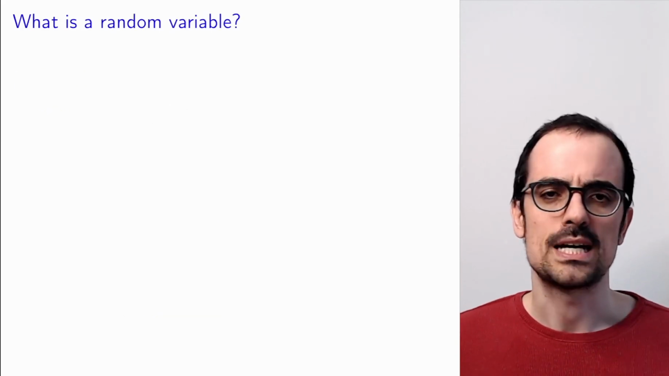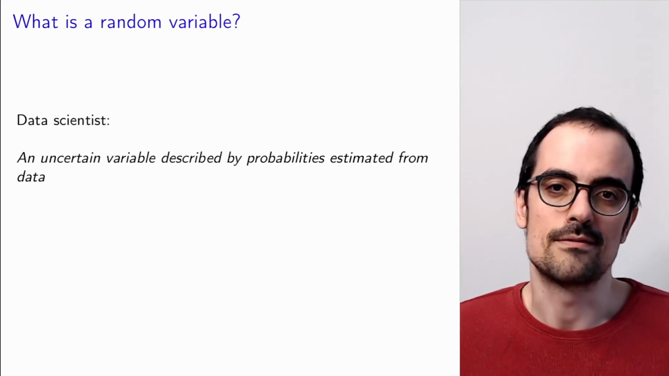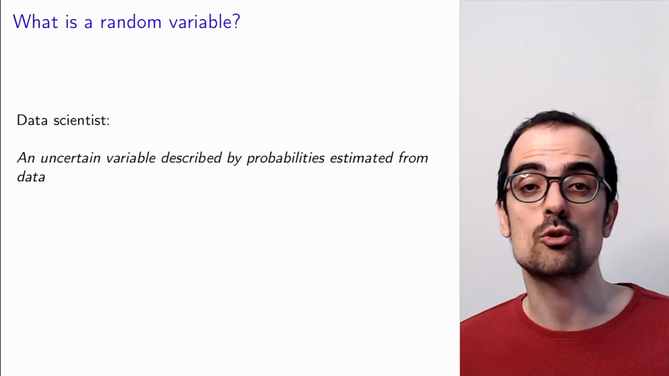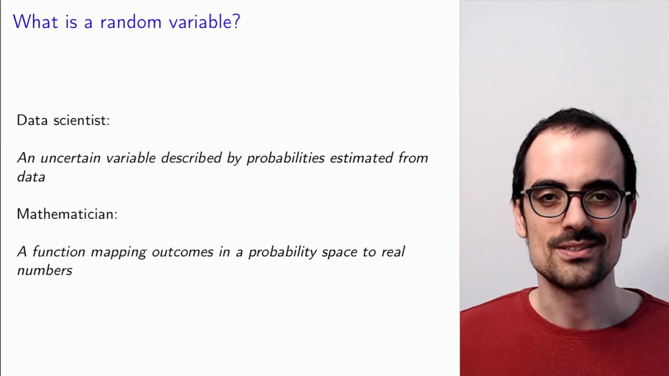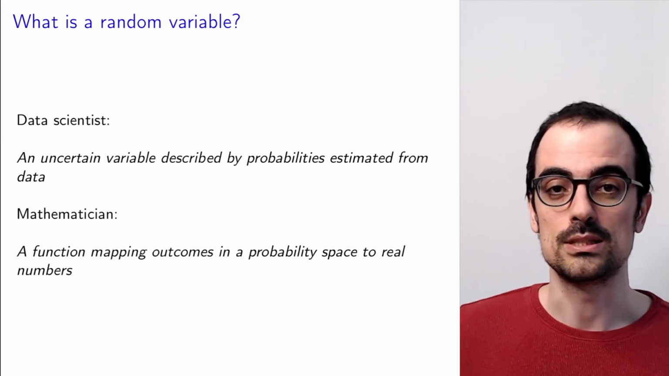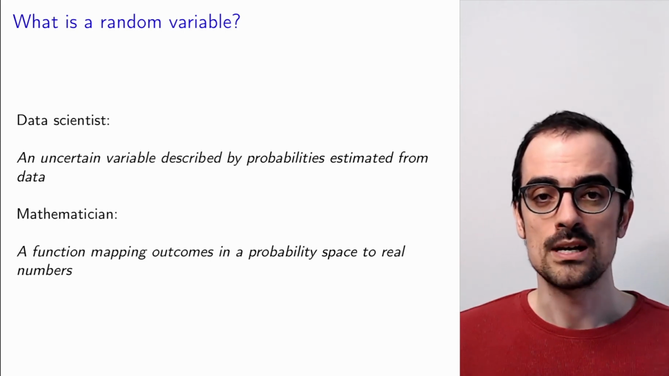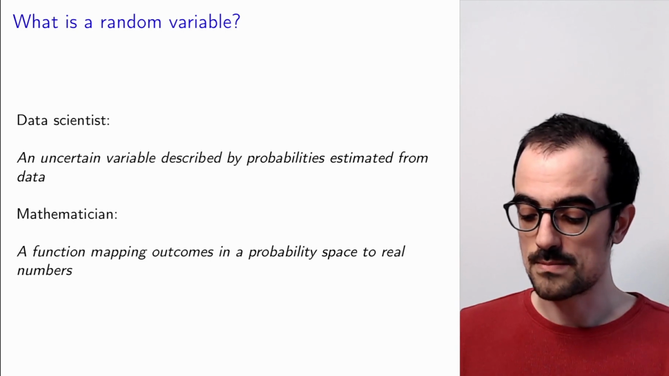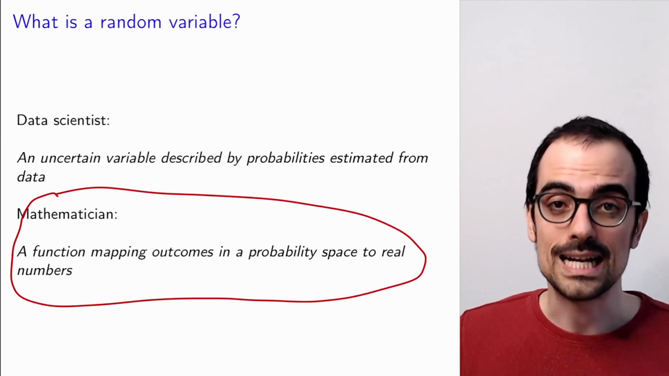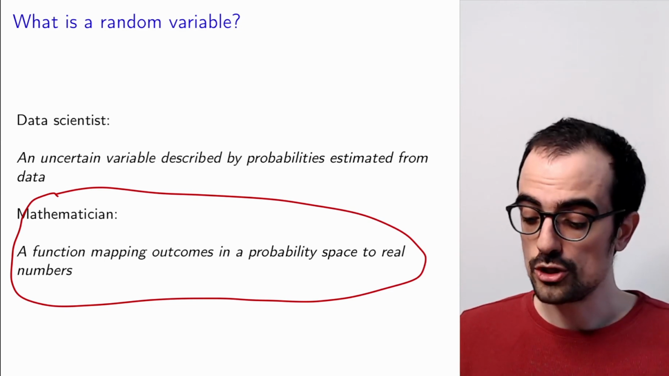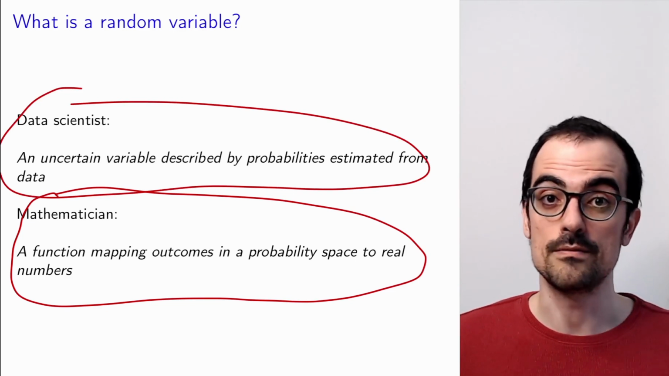What is a random variable? A data scientist will tell you that a random variable is a variable that represents an uncertain quantity, which we describe by probabilities estimated from data. A mathematician will give you a very, very different answer. They will tell you that it's a function mapping outcomes in a probability space to real numbers. However, we saw that this mathematical characterization is designed so that we can describe random variables using probabilities. So these two perspectives are very connected, as we discussed in the video on discrete random variables.